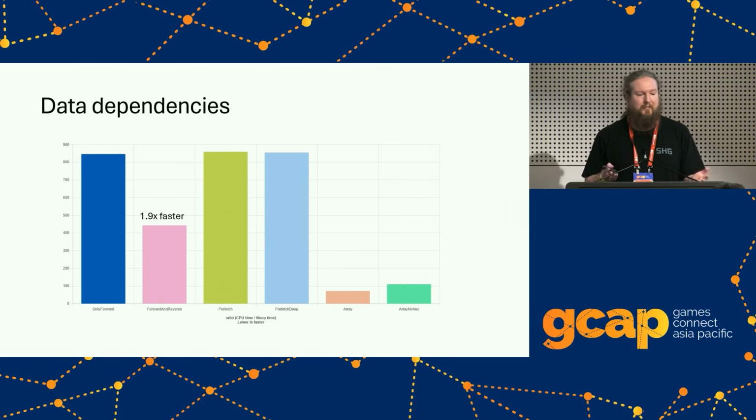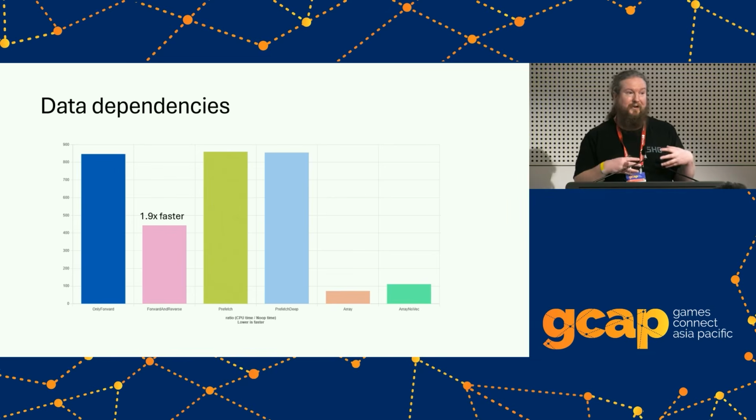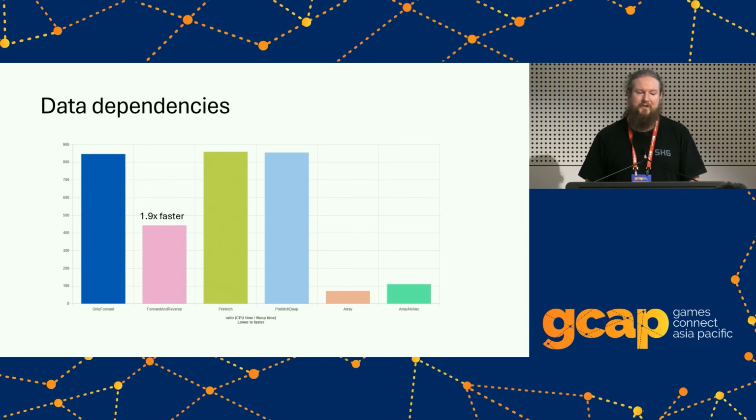So yeah, we can optimize even a linked list, but vectors are still much faster. But it's just understanding those data dependencies allowed me to improve that algorithm. And that algorithm has existed for ages. My guess is no one here's probably heard of iterating a linked list in both directions at the same time.